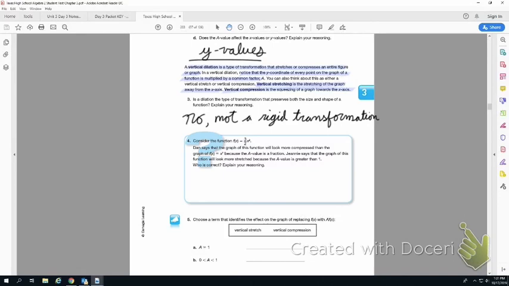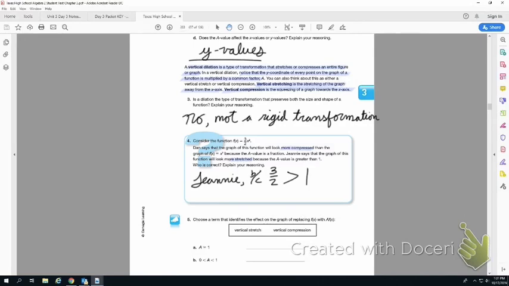Go to this question mark right here. This is a good point because I see this mistake a lot. It says, consider the function 3 over 2 times x squared. Dan says that the graph of the function will look more compressed than the parent function because the a value is a fraction. Jeannie says that the graph of this function will look more stretched because the a value is greater than 1. So who is correct? Jeannie. And the reason is because 3 over 2 is greater than 1.